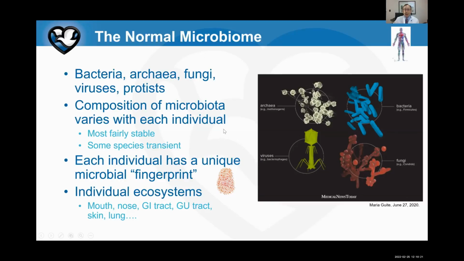The composition of the microbiota varies with each individual. Most are fairly stable over the lifetime, but as we'll be seeing, certain perturbations can lead to significant changes in some of the keystone organisms. Some of the species, like through probiotics, can be transient. Each individual has a unique microbial fingerprint.